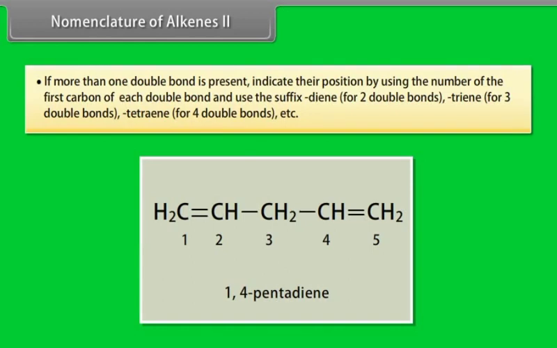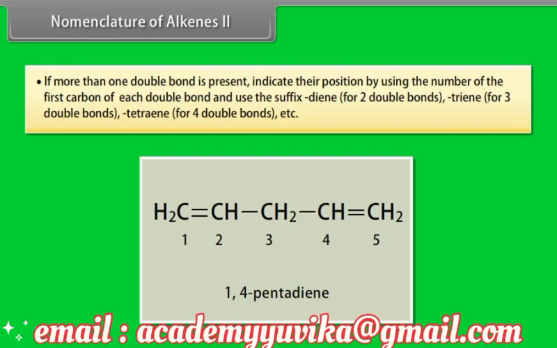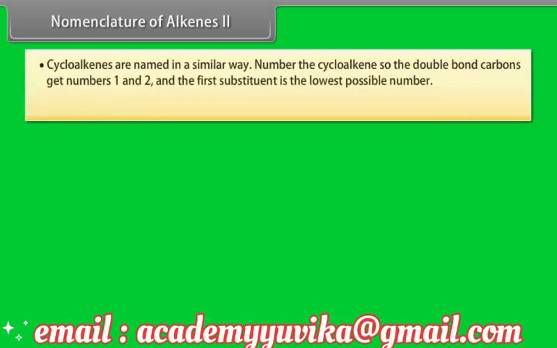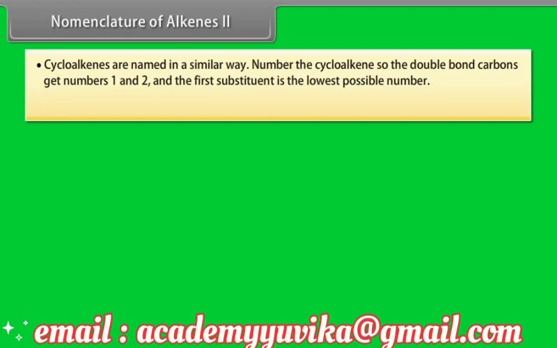suffix diene for 2 double bonds, triene for 3 double bonds, tetraene for 4 double bonds, etc. For example, 1,4-pentadiene. Step 9. Cycloalkenes are named in a similar way.